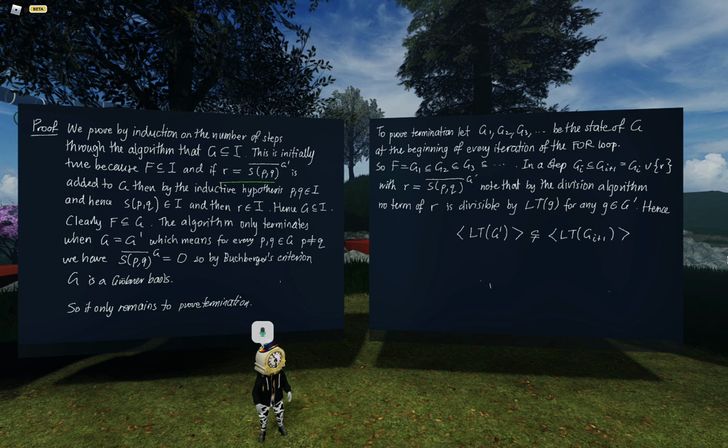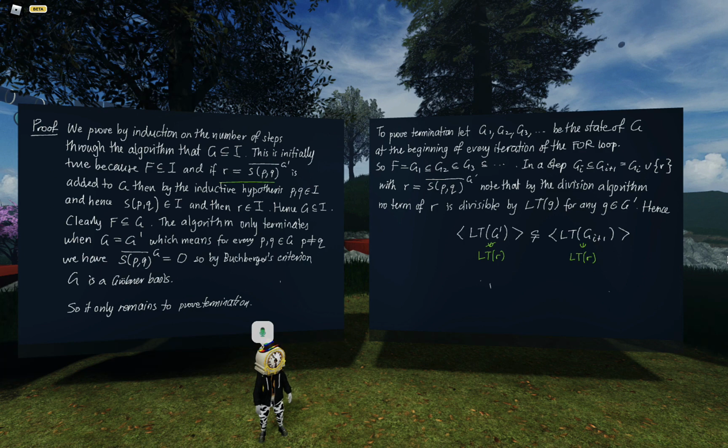Why? Well, because by definition the leading term of R is in here, but the leading term of R is not in here, because remember, for monomial ideals, if the leading term of R were in there, it would have to be divisible by the leading term of one of the G's in G prime. But that's not true. So that's a proper inclusion.